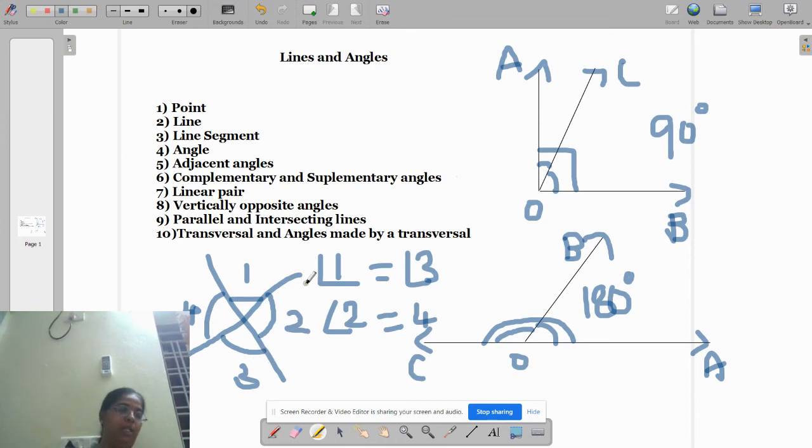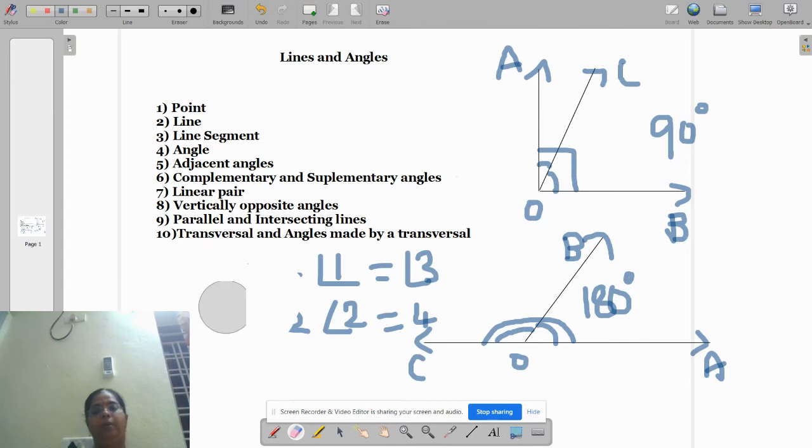Vertically opposite angles are the angles opposite to each angle with a common vertex formed by intersecting two lines or line segments. They are called vertically opposite angles. Vertically opposite angles are equal. Always, vertically opposite angles are equal.